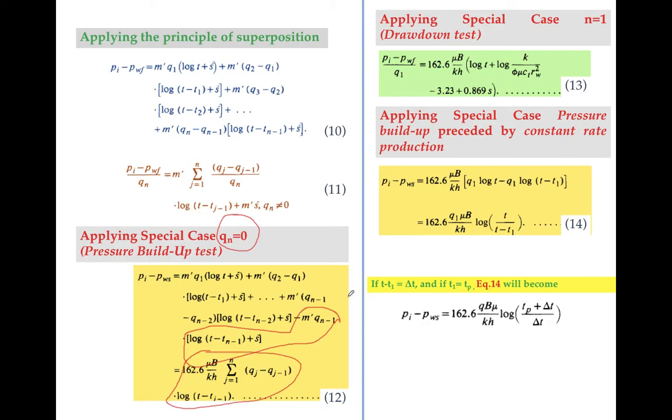Now in this case, the n, if you take n equal to 1, right? Now n equal to 1 means, what is the meaning of n equal to 1? Single flow rate, right? So you are considering a single flow rate Q1 now.